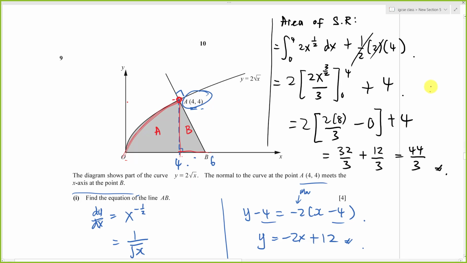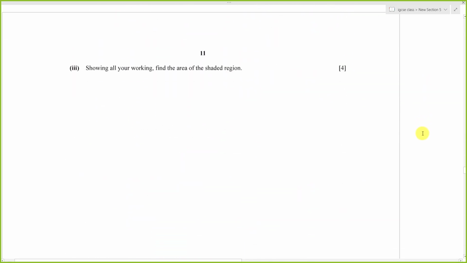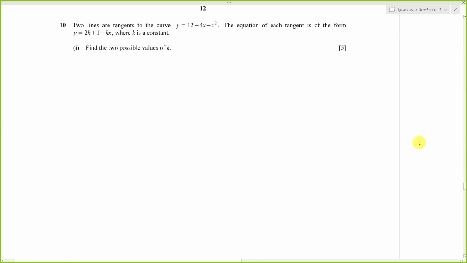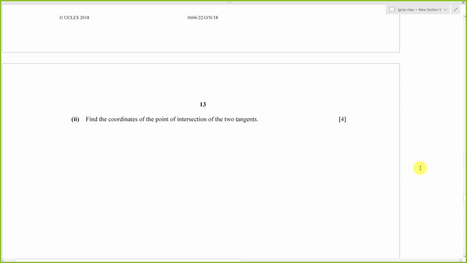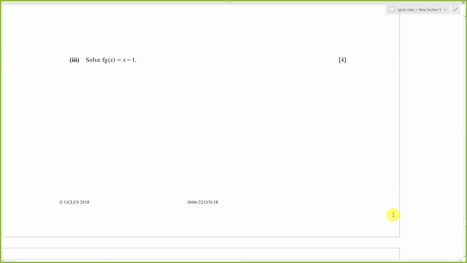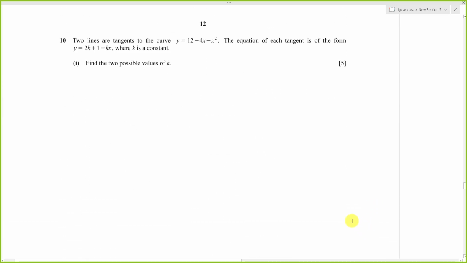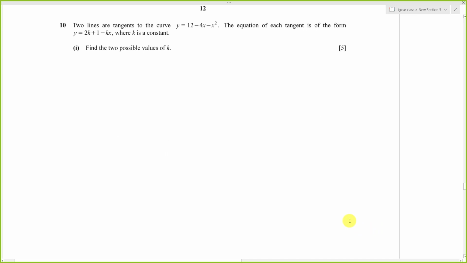Do you have any problem with integration? We've done this part. No problem, right? Okay, then how many more do we have? 10, 11, 12. Wow. We still have 2 more, 3 more.